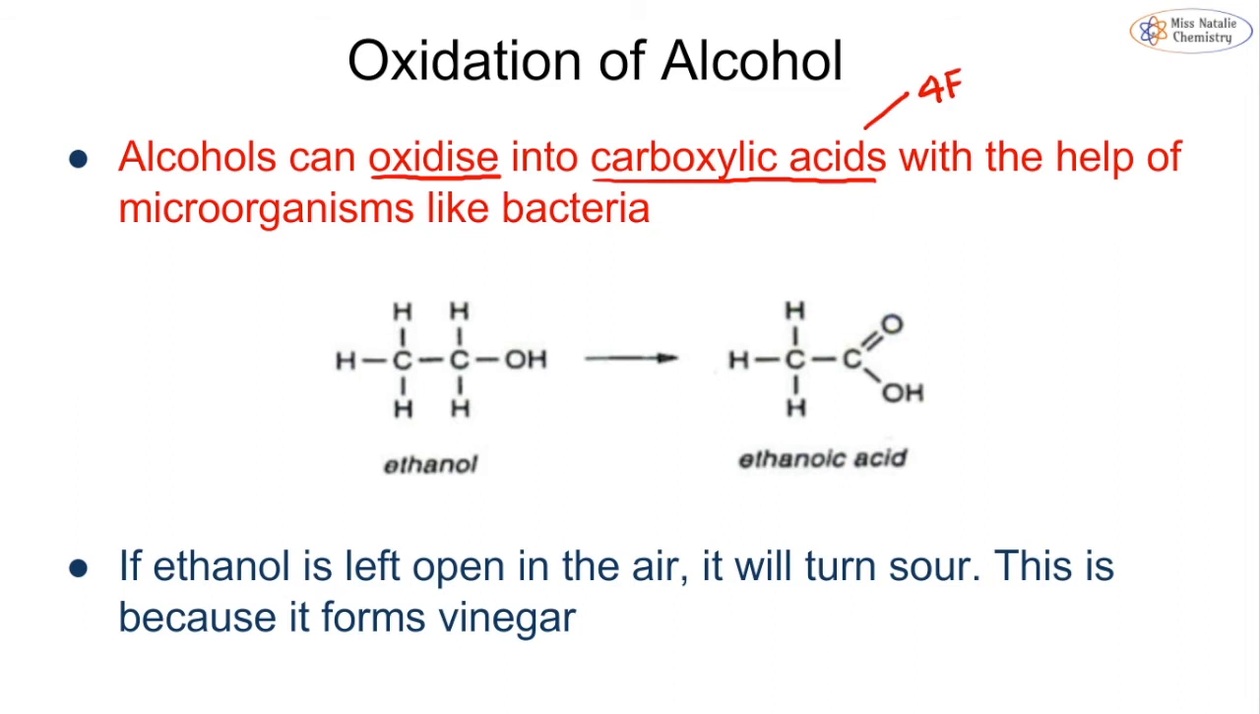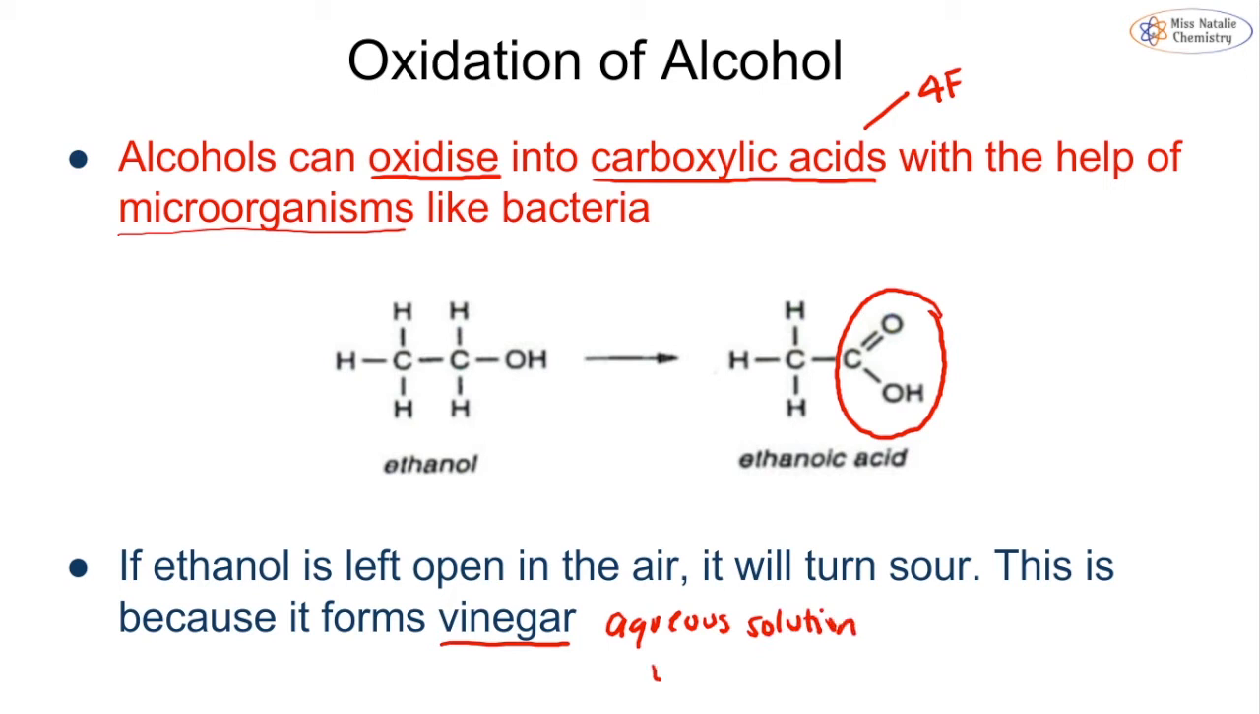You'll go into some more details about that, but you can see that a carboxylic acid is similar in structure to an alcohol. It just has this extra carbon to oxygen double bond here. So we can go from the alcohol to the carboxylic acid using the help of microorganisms or bacteria in the atmosphere. And if the ethanol is left open in the air, it turns sour because it forms vinegar. Vinegar is an aqueous solution of ethanoic acid. And as I said, we'll cover that in a bit more detail in topic 4F.